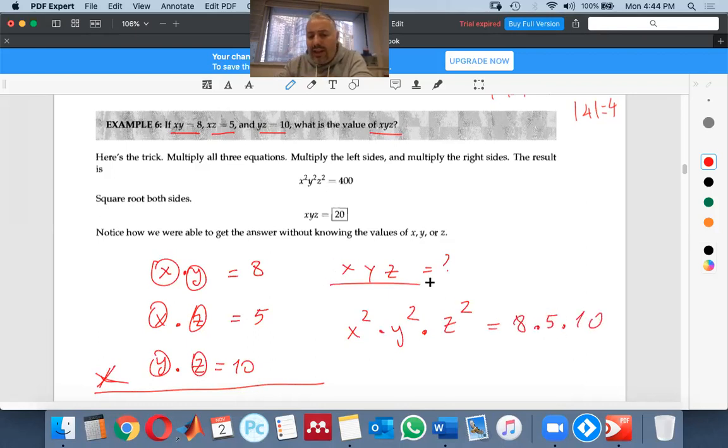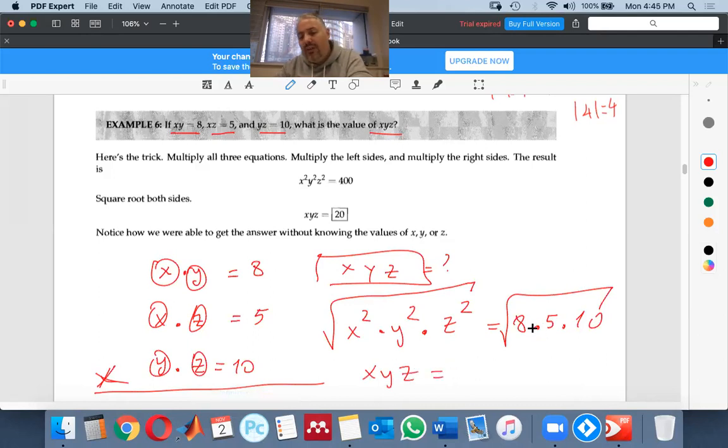So to get only XYZ, what should I do? Square root, square root. So XYZ equals, what is now 8 and 5, 40, 40 and 10, 400. 400 means 4 times 100. 4 means 2 to the power of 2, 100 is 10 to the power of 2. So 2 to the power of 2 under the root will be just 2, 10 to the power of 2 will be just 10. 2 times 10, 20 is the result.